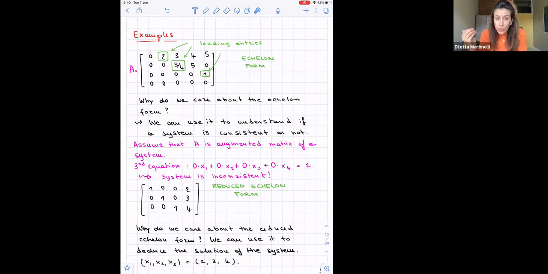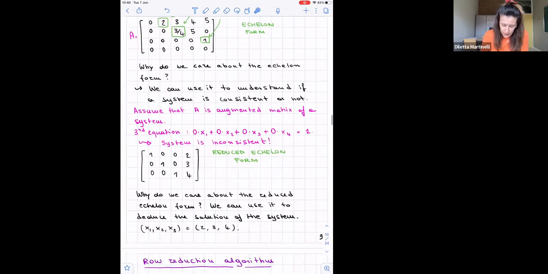And we can use the reduced echelon form to actually deduce the solution of the system. So in this very simple case, the matrix has basically the simplest possible form. So it's again our vector B. And if we read the equations associated to this system, we have x1 is equal to 2, x2 is equal to 3, x4 is equal to 4. So in this case, we have a unique solution that is the vector 2, 3, 4. So that's why the reduced echelon form is useful.